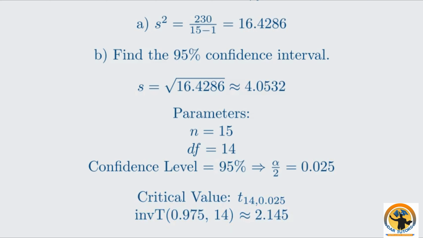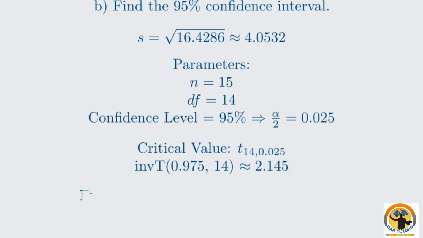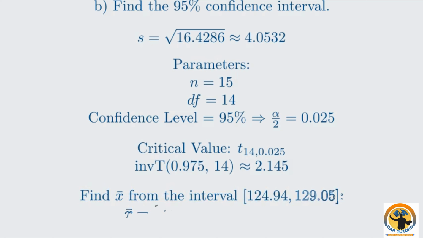We are not given the sample mean x bar. Looking at the provided solution, it states the 95% confidence interval is 124.94, 129.05. We can use this information to find x bar and k. The sample mean x bar must be the center of the interval, so we can find it by taking the average of the upper and lower bounds. X bar equals 124.94 plus 129.05, divided by 2, which is approximately 126.995.